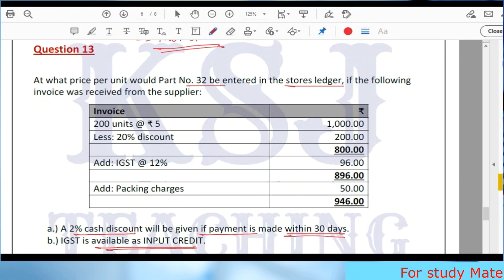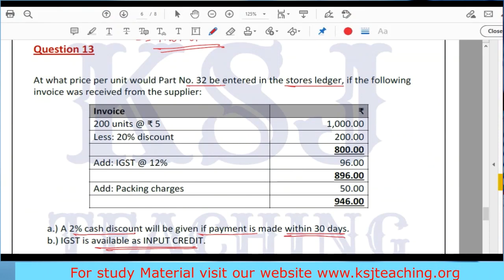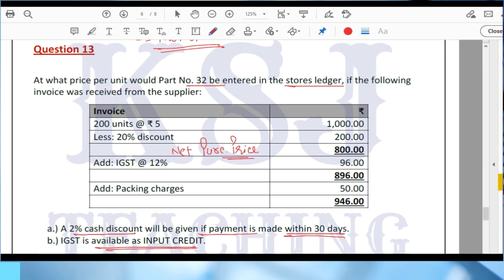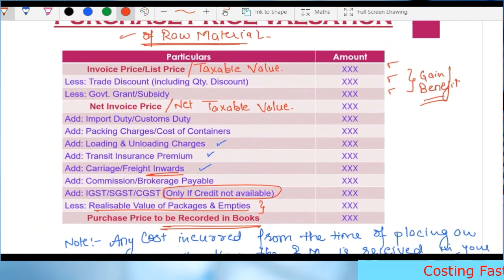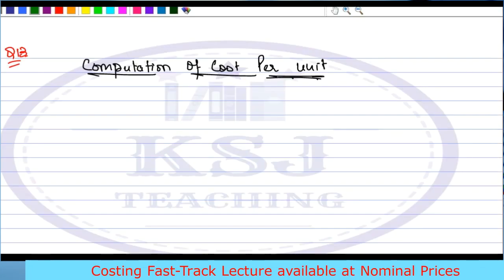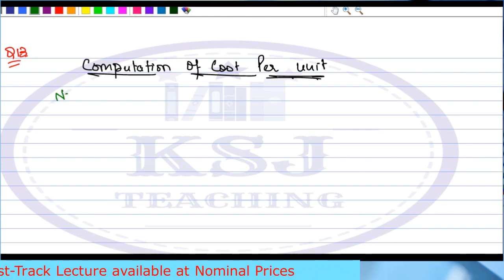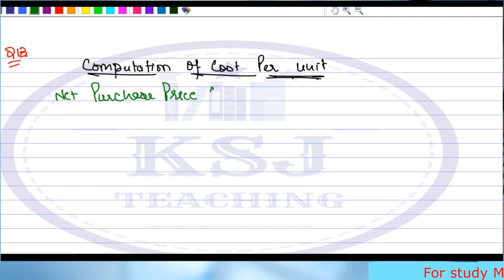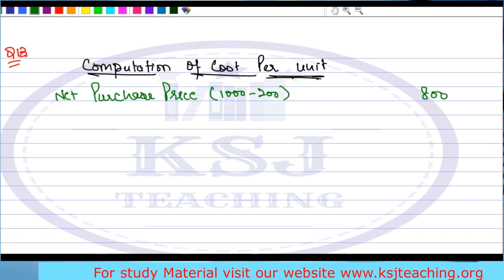What is the purchase price? Sir, 1000 rupees minus the trade discount. So this becomes my net purchase price, isn't it? Sir, trade discount we have to consider. Yes, trade discount we have to consider. See it here, I've given the invoice or the list price less trade discount. So I can write it as net purchase price, which is 1000 minus 200, 800 rupees, right?